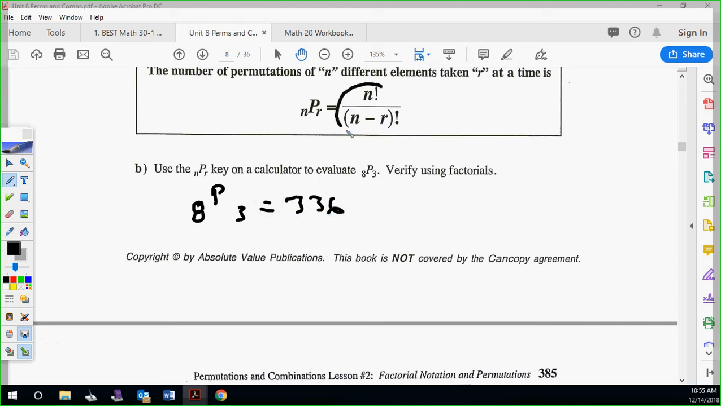This is the formula the calculator is doing for you too, so understand that. That's what it's doing for you.